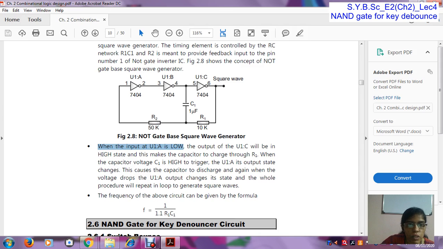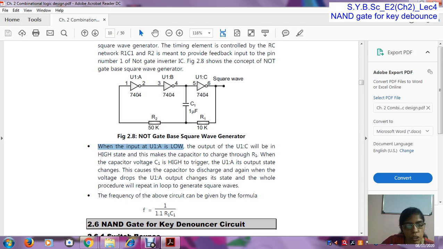Here the input of the first gate is low, but when the capacitor is fully charged, the capacitor and resistor change the input of this NOT gate. First its input is low, then it becomes high, that means 1. When this input becomes 1, this output becomes 0. When this output becomes 0, the capacitor is discharged.